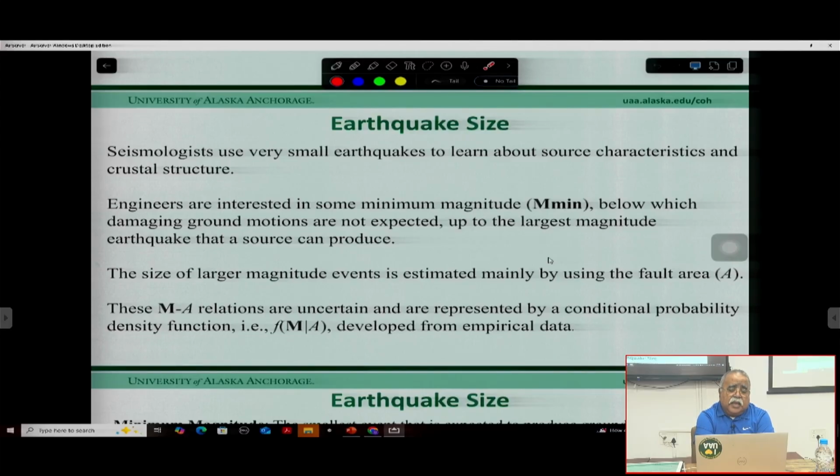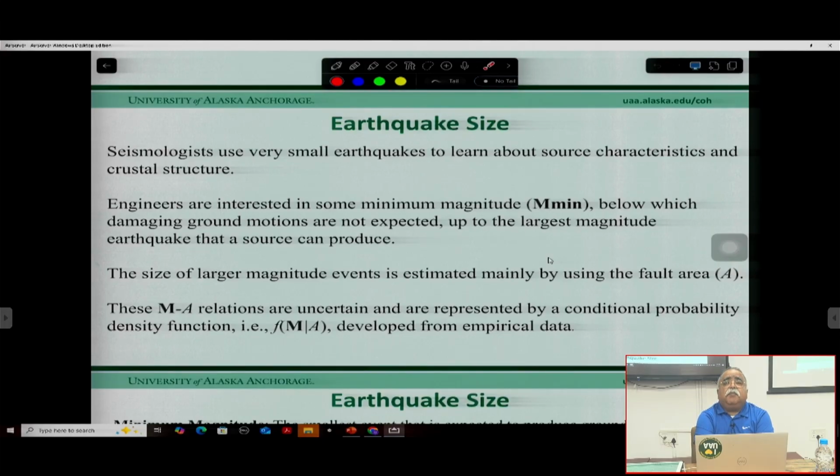Now, in order to do so, they are basically interested in a minimum magnitude for that area, and it can go up to the maximum value a fault can produce, right? So a minimum to a maximum, that is what they are interested to understand, and that is where they try to do the hazard assessment based on that.